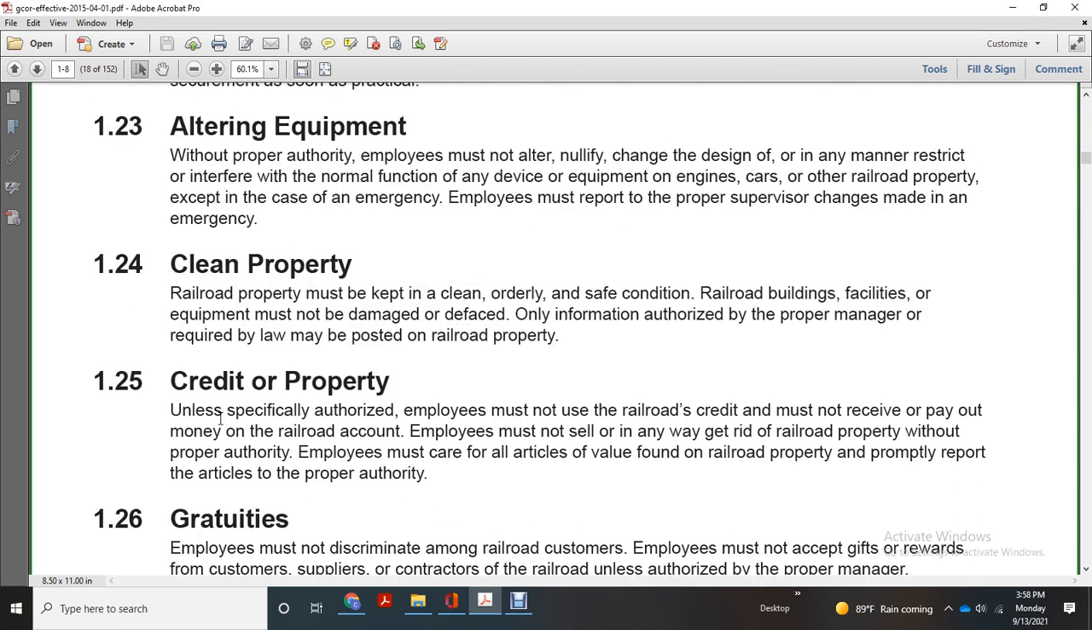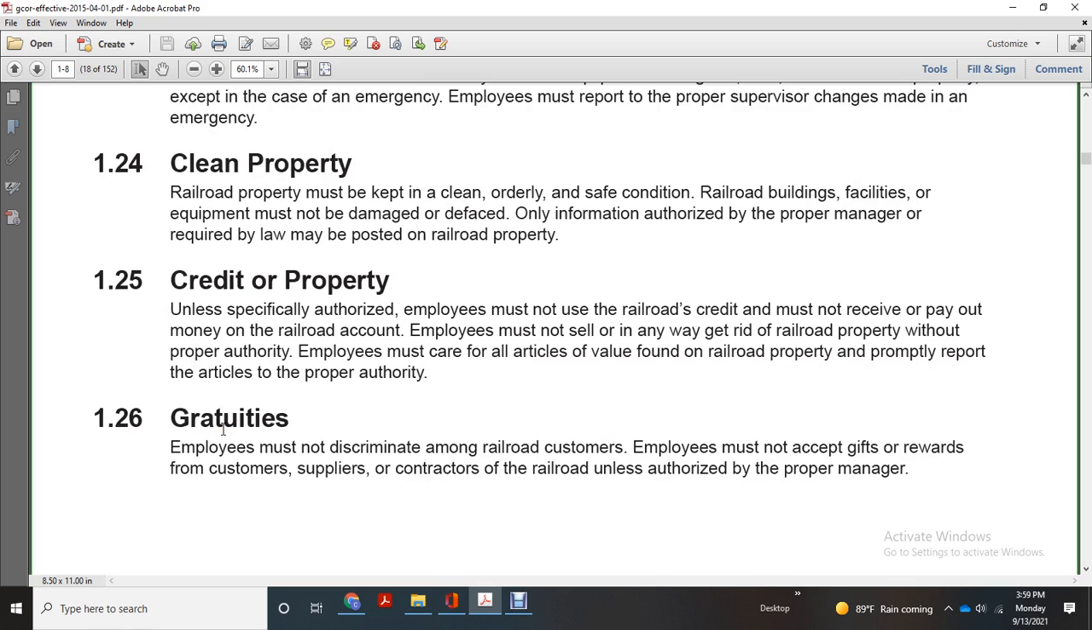125. Railroad property. Unless specified, authorized employees must not use the railroad's credit, and must not receive payment of money on the railroad's account. Employees must not sell or in any way dispose of railroad property without proper authority. Employees who find articles of value on railroad property must promptly report the article to the proper authority.